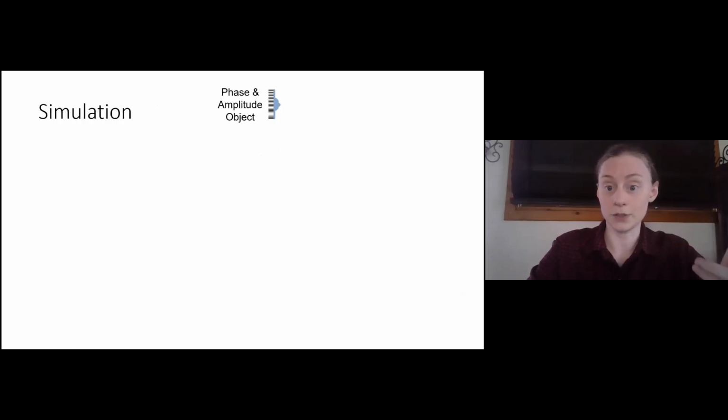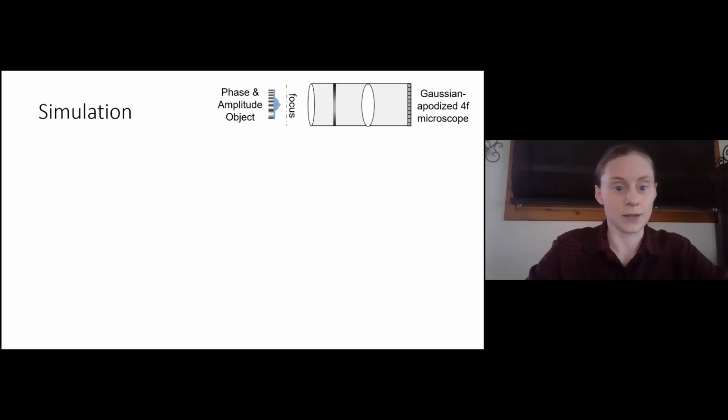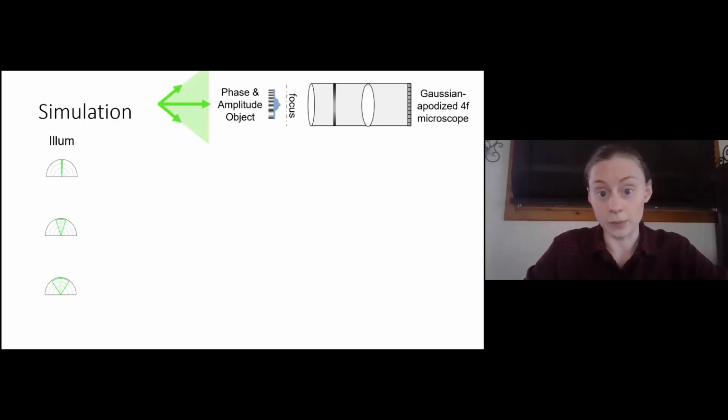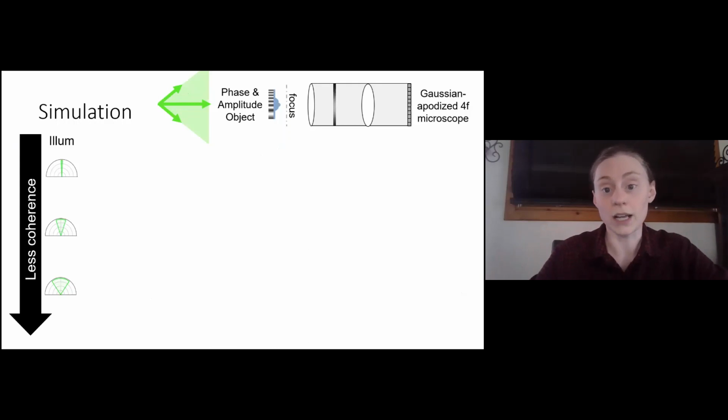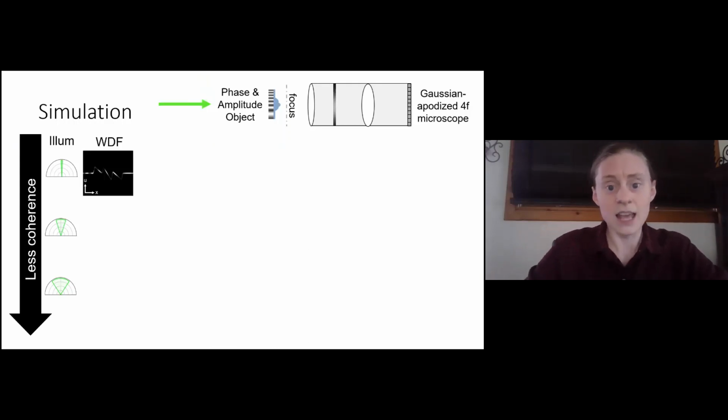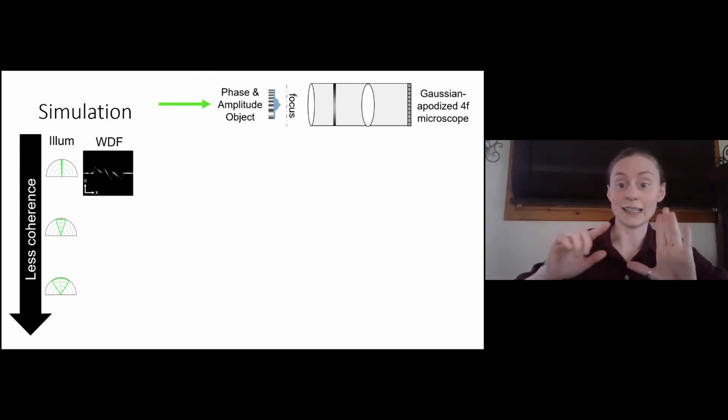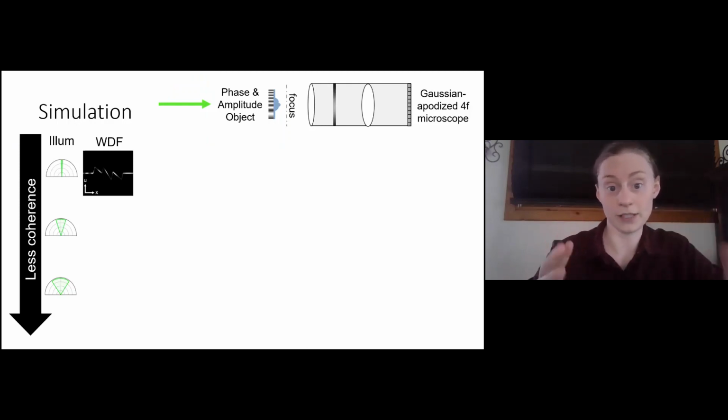I'll take a phase and amplitude object where the phase has these three little bumps and the amplitude has these chirp stripes. And we'll simulate what that looks like, slightly off focus, through a Gaussian apodized 4F system under high, medium, and low spatial coherence illumination. So here on the left, I'm representing the angular extent of each illumination source, and it becomes wider as we lose spatial coherence. Now, in the high coherence case, the phase of the object shows up as a jagged line in the angular support of the WDF.